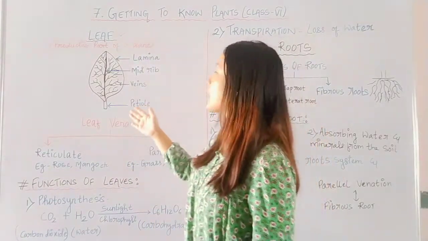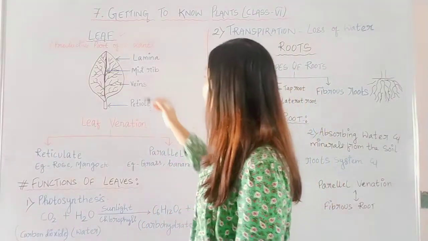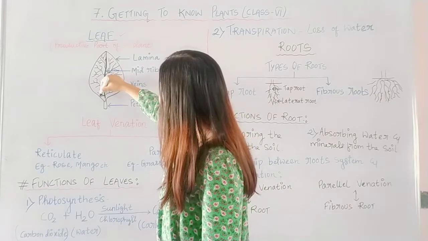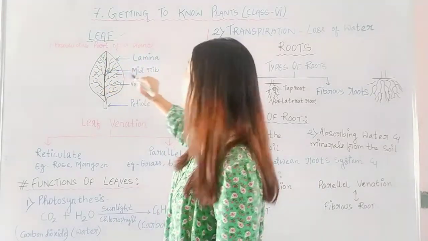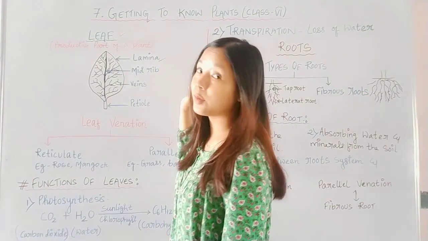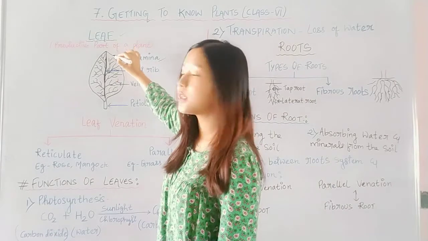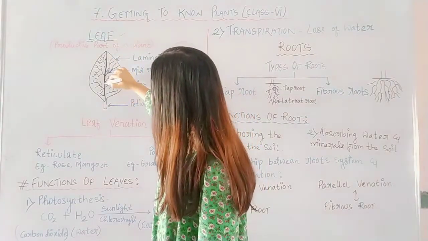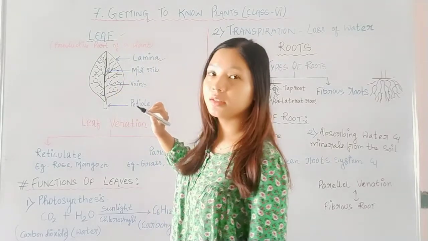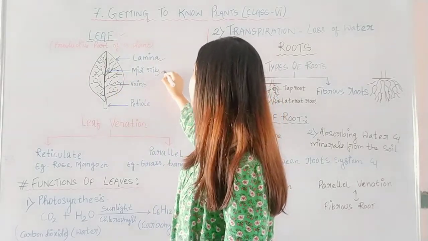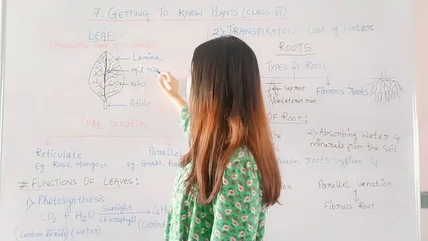Here is a diagram of a leaf and you can see various parts are labeled. This whole leaf blade is known as lamina. You can take any leaf and see that in between, a thick line is there. It is known as the midrib, as it is going through the middle part of the leaf.